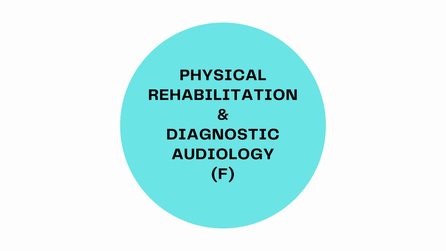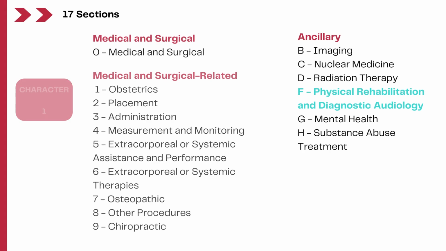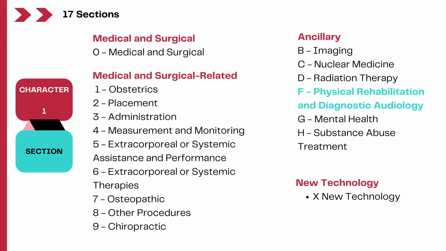The physical rehab and diagnostic audiology section consists of around 1400 codes and classifies procedures by treatment or assessment, fitting, and caregiver training as such. These are the 17 sections in the PCS, and today we are talking about the physical rehab and diagnostic audiology. This section represents procedures related to physical therapy, occupational therapy, and speech language pathology procedures. Remember that osteopathic procedures and chiropractic procedures have a separate section for themselves in the ICD-10 PCS.